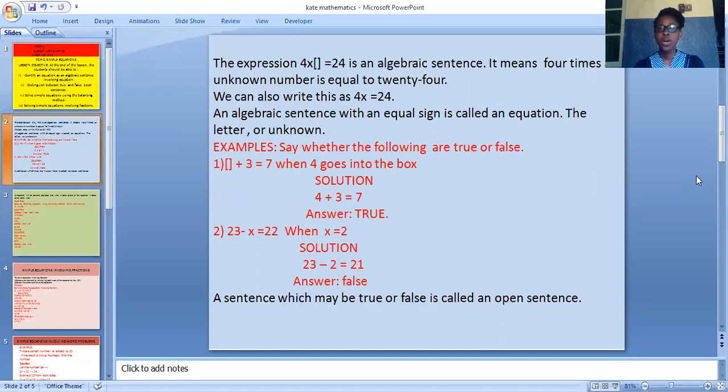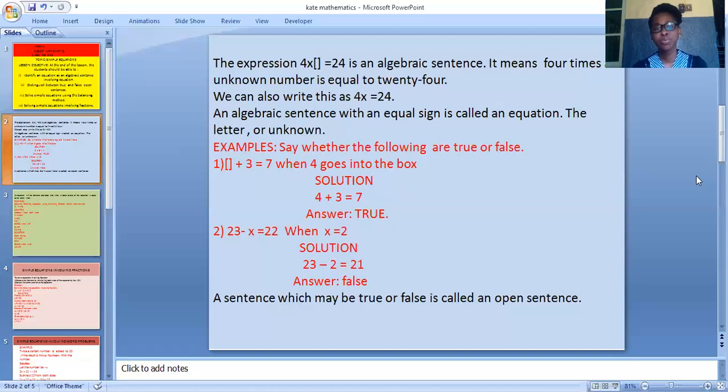Examples: say whether the following are true or false. Number one, an unknown plus 3 equals 7 when the unknown is 4. Solution: we have the unknown to be 4. 4 plus 3 is equal to 7. Our equation there is true because the unknown is 4 and 4 plus 3 is equal to 7.